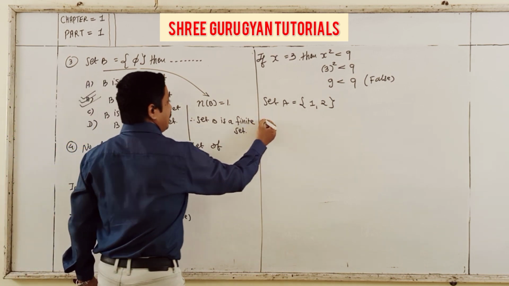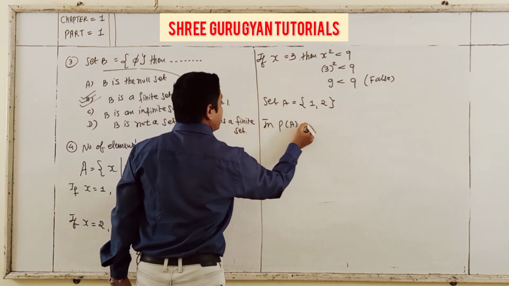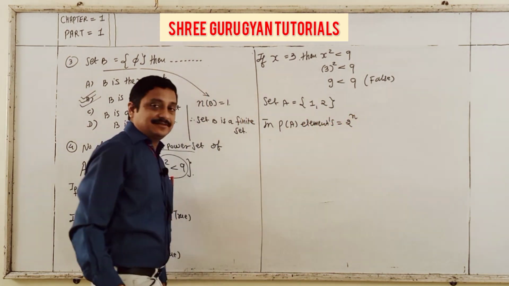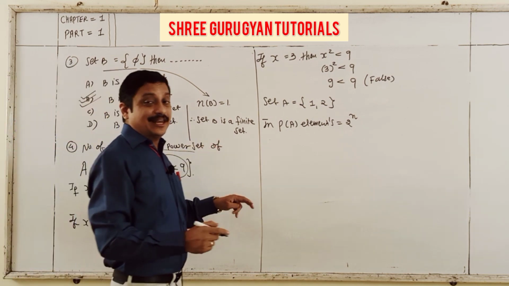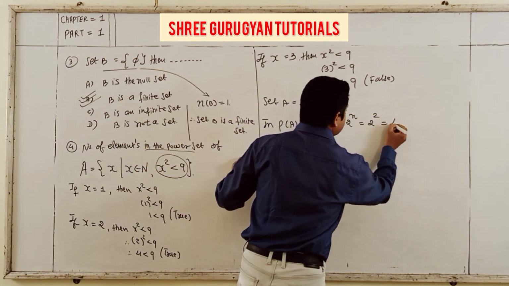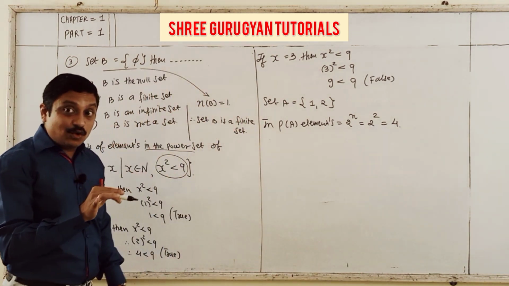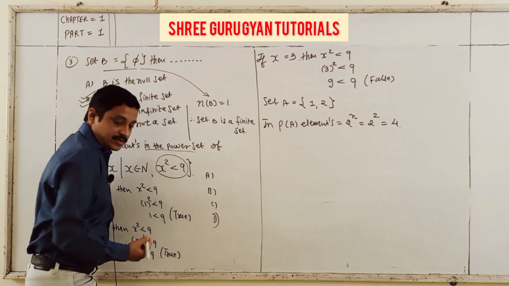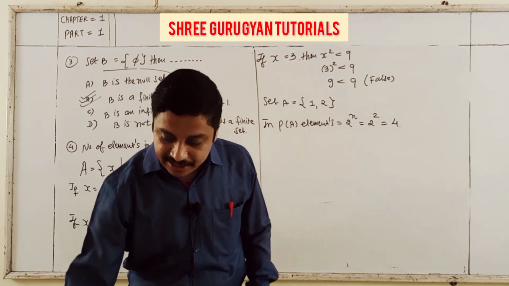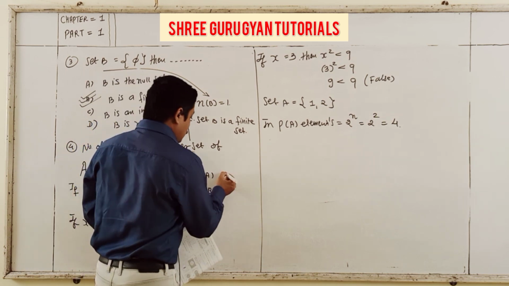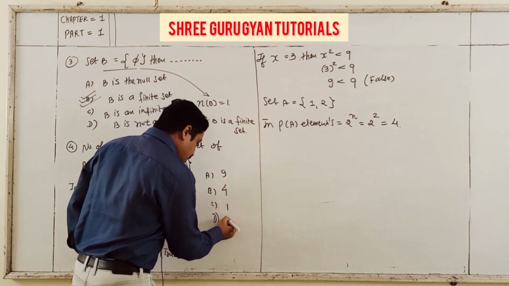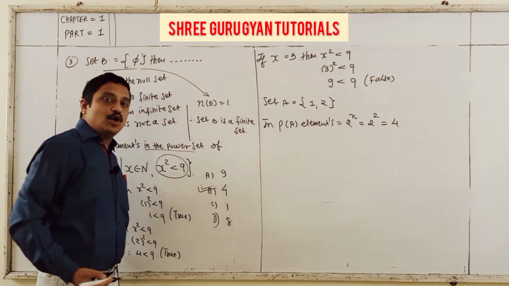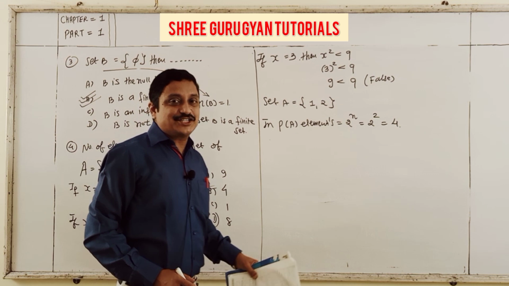So for the power set of A, the formula is 2 raised to n, and n is 2 elements, so 2 raised to 2 gives 4 elements, and that's your answer. The options are printed according to the question. I will write them down: 9, 4, 1, 8. My correct option is only and only 4, and that's your simple answer.